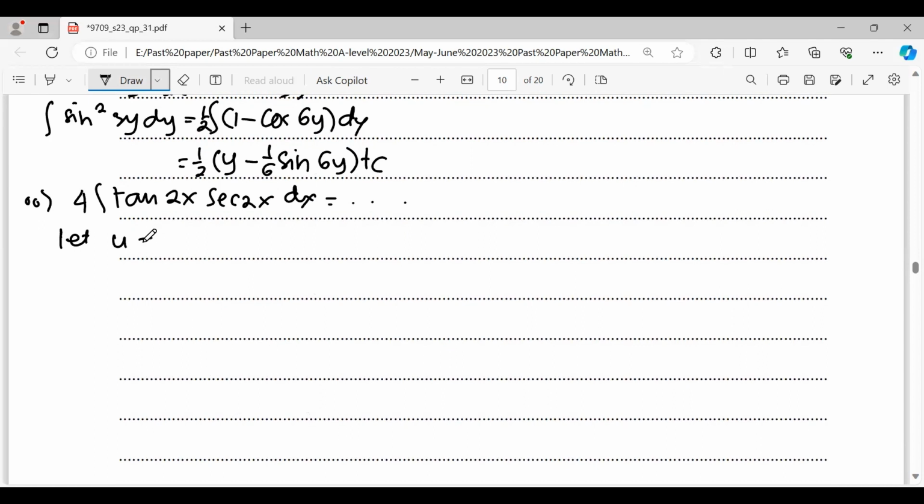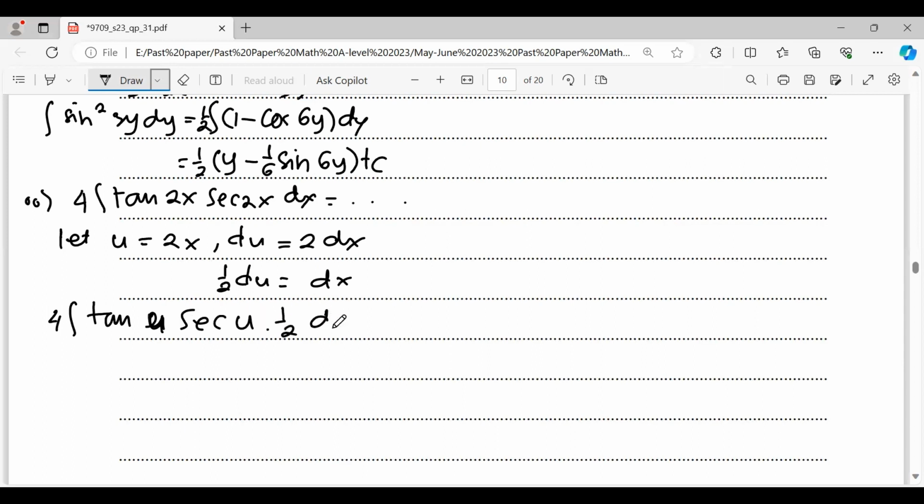the first step, if u equals 2x, it means du equals 2 dx, or half du equals dx. So this integration becomes 4 tangent u, secant u times half du. So it becomes 2, because 4 times half, tangent u, secant u, du.